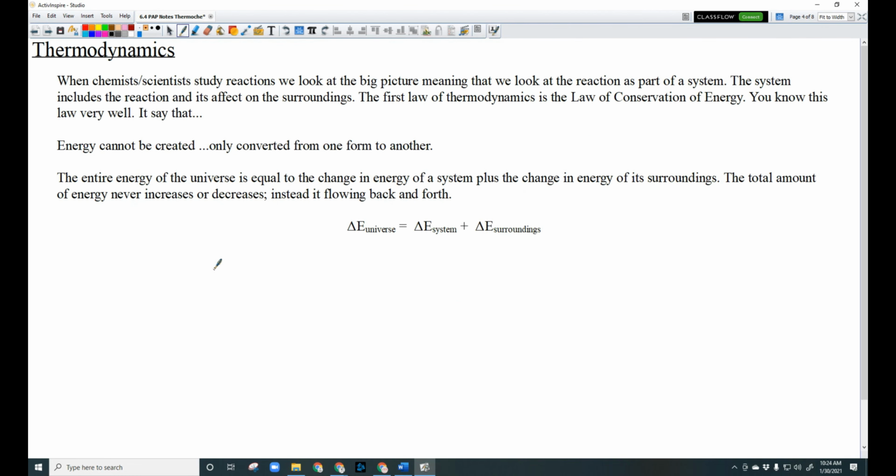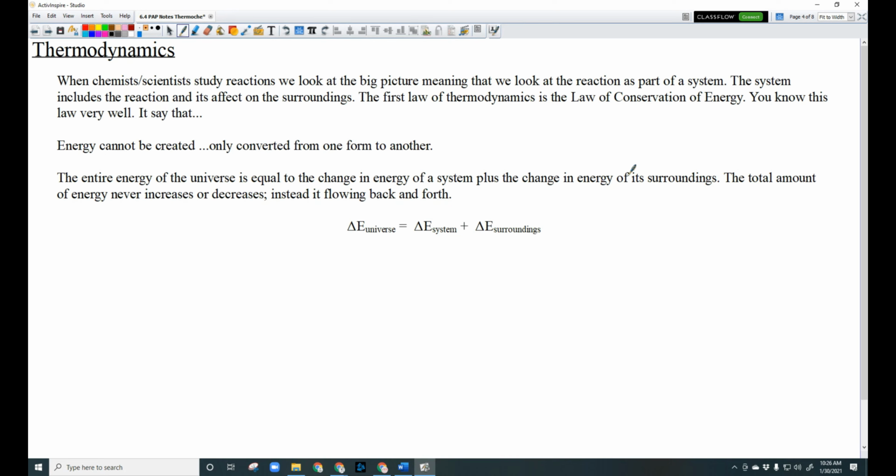Well, thermodynamics: when chemists and scientists study reactions, they look at the big picture, meaning that we look at the reaction as part of a bigger system. And the system includes the reaction and its effect on its surroundings. So the first law of thermodynamics is the law of conservation of energy. And we all know this. We've said it before, the conservation of matter, etc.